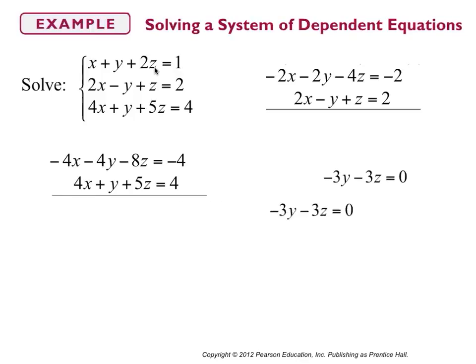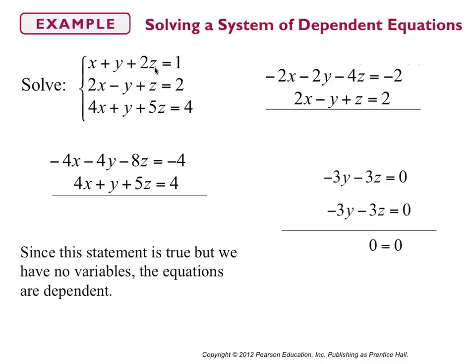Now if we take these two things and we put them together, what we get is 0 equals 0. Now that statement is true. So unlike the last one, where we got 0 equals -4, which didn't make any sense, 0 equals 0 is true. But we don't have any variables. So that means that the equations are going to be dependent on one another.